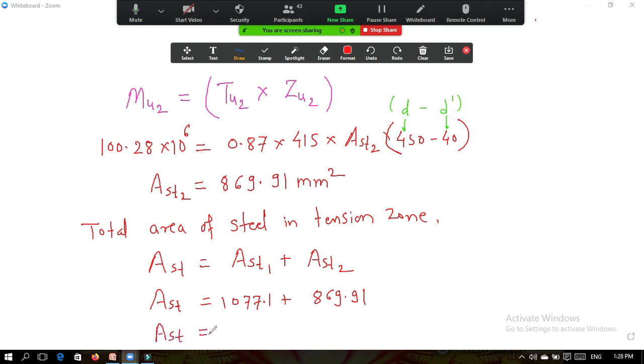So AST is equal to, what is the answer? Sir, 1947.01. 1947.01 mm square. So this is the value of AST. Others, please check the value if you are getting same values or the value is different. Okay, now provide I think 25 mm bars and calculate number of bars. So if this is over, then I will go to the next step. You tell me, is it over or not? Have you written all the steps?